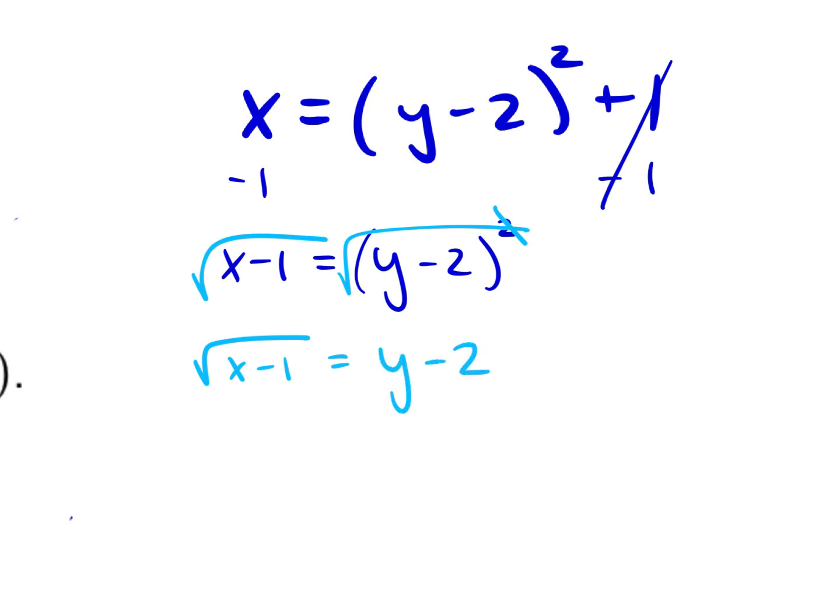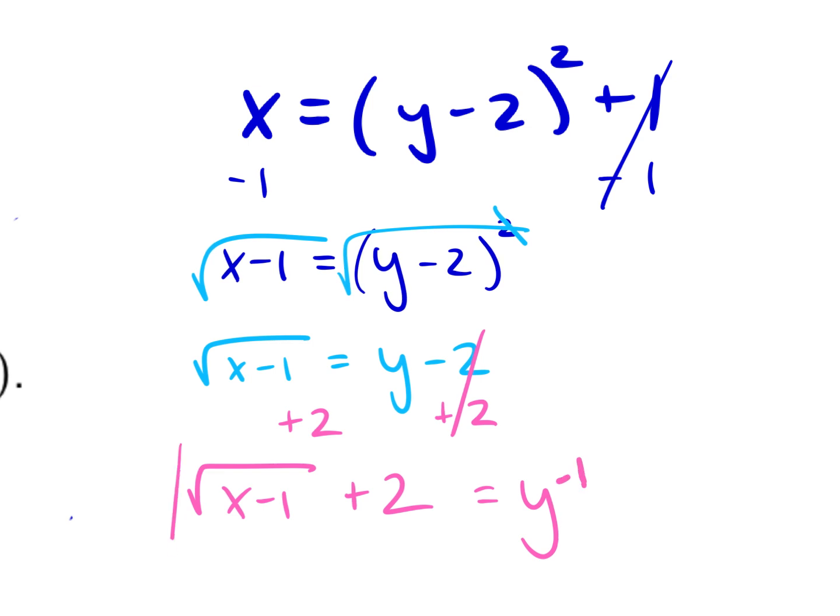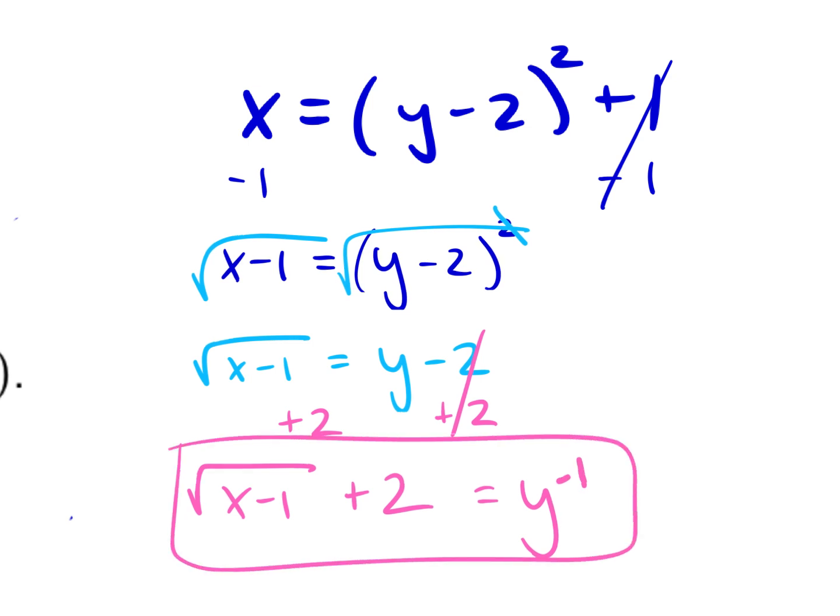And what's the next step? Add 2. And we can't add 2 to the minus 1 because the 2 is not under the square root. So we have the square root of x minus 1 plus 2. So the 2 just stays outside. And that's equal to y. What's the very last step that we do? We got to name the inverse. So we have to put that little inverse symbol. So f inverse of x, or y to the negative 1, is equal to the square root of x minus 1 plus 2.